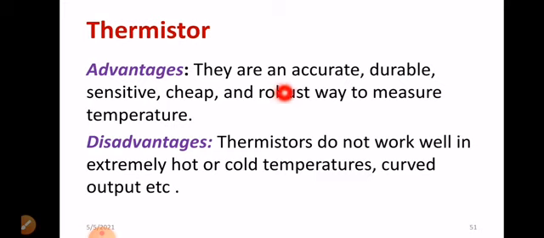What are the pros and cons of thermistors? The advantages: they are accurate, true and durable, the lifespan is long, and it is a sensitive, cheap and robust way to measure temperature. Moving on to the drawbacks. What are the main drawbacks? Thermistors do not work well in extremely hot or cold temperatures. It has a certain range, as I already mentioned. Beyond that particular range, it cannot operate in a better manner. And curved output is another drawback of thermistors. However, it is cheap and the method of measurement is also quite simple.